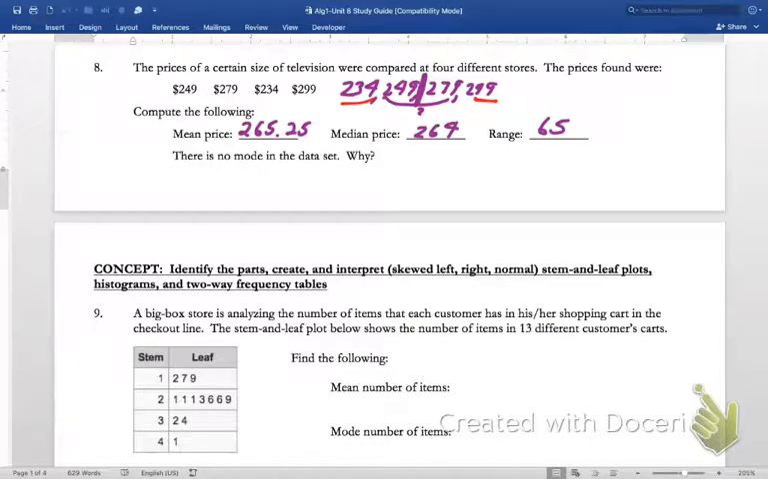And there is no mode in the data set. Why? Because no number appears the most. That is why. Let's go to the second page. We'll go through that for you.